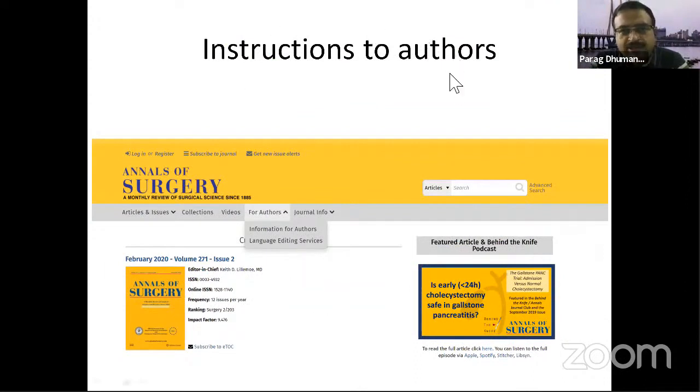Before that, where to find the instructions to authors? This is just a web page of one of the journals we commonly read and refer to, but every journal web page will have For Authors, information for authors and language editing services. If you click on that, it will open a PDF with a complete detailed description of what they want your article to be like in the format, in terms of fonts, spacing, margins, headings, word limit, and the type of additional files, diagrams, images, graphs. Every detail of the work to be submitted is already mentioned there for the authors, for all the journals.